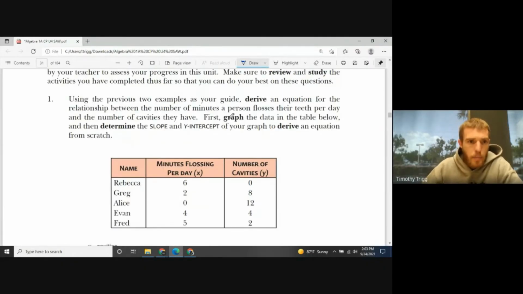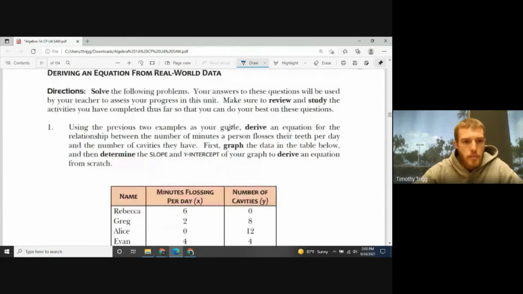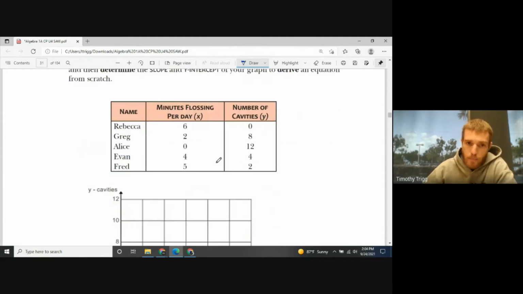Okay, and we're back. So let's go ahead and start this next problem. It says, using the previous two examples as your guide, derive an equation for the relationship between the number of minutes a person flosses their teeth per day and the number of cavities they have. First, graph the data in the table below, then determine the slope and the y-intercept of your graph to derive an equation from scratch.